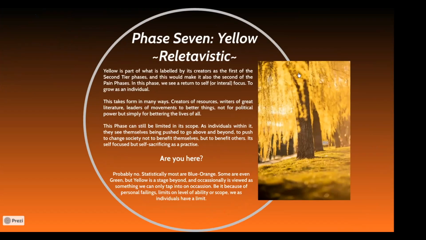Next stage. This is where things become out of most people's reach, and I will explain why. Phase 7 is yellow, which is relativistic. Yellow is part of what is labeled by its creators as the first of the second tier phases. So everything before this has been tier 1. Now we're on to tier 2. There's no tier 3 yet. But this would also make it the second of the pain stages.